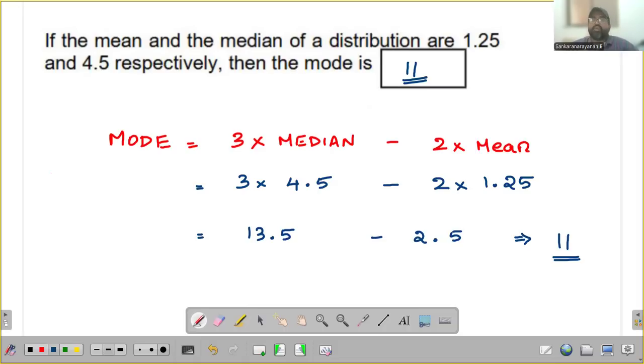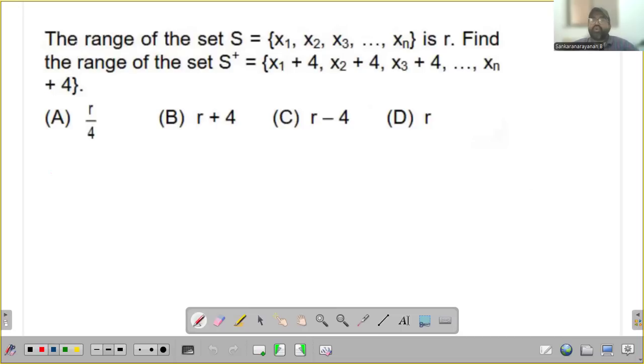Let's move on. 15th question. The range of the set S that consists of x1, x2, x3, x4, etc. up to xn, the range is R. They're asking you, find the range of a set where each and every observation you have incremented by 4. Okay, you can see every observation has been incremented by 4. So what is the range?